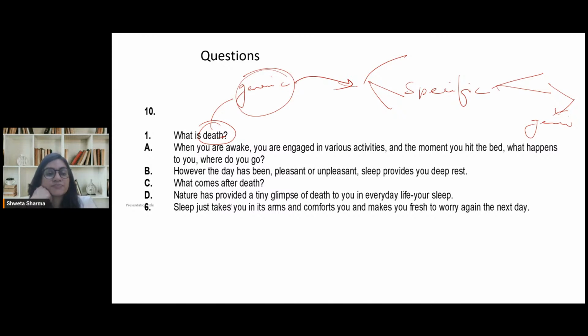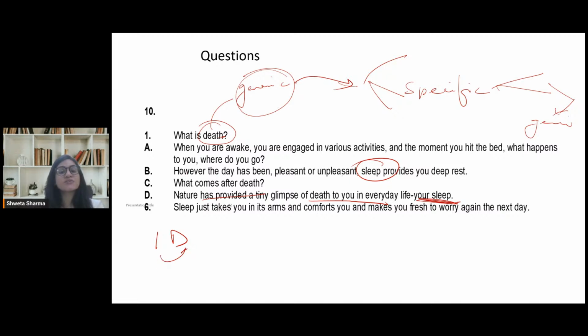What is death? When you're awake, you're engaged in various activities, and the moment you hit the bed, what happens to you? Where do you go? However the day has been, pleasant or unpleasant, sleep provides you deep rest. So, if I'm talking about sleep here, I have to introduce deep. What comes after death? Nature has provided a tiny glimpse of death to you every day, your sleep. So, don't you think that D should be the opening sentence? Nature has provided a tiny glimpse of death to you. What is death? Nature has provided a tiny glimpse of death to you every day. That is your sleep, right?